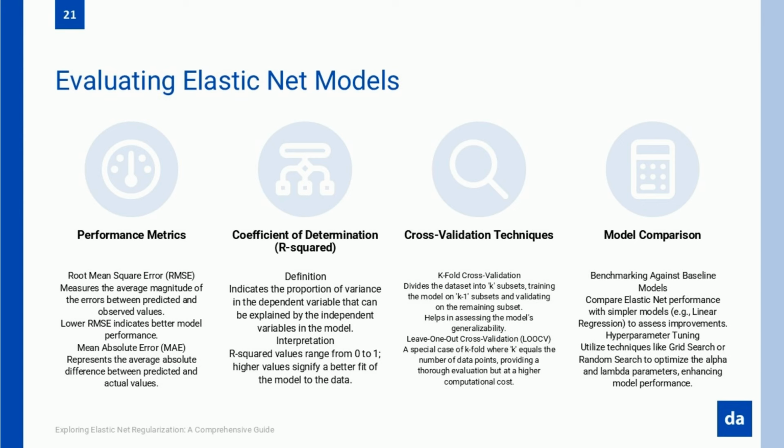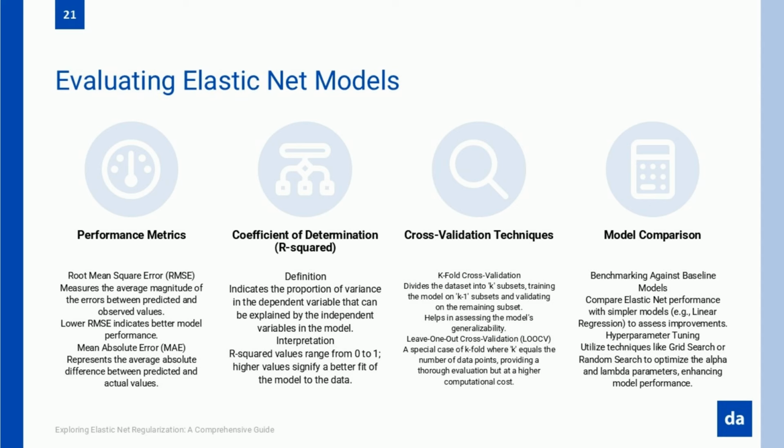Finally, we check for the bias-variance trade-off. If a model is too simple, it has high bias and underfits. If it's too complex, it has high variance and overfits. Elastic Net is designed to balance this trade-off, but we still need to fine-tune our lambda and alpha values to get it just right. Evaluating a model is just as important as training it. If we don't measure performance properly, we can't trust the predictions it makes.